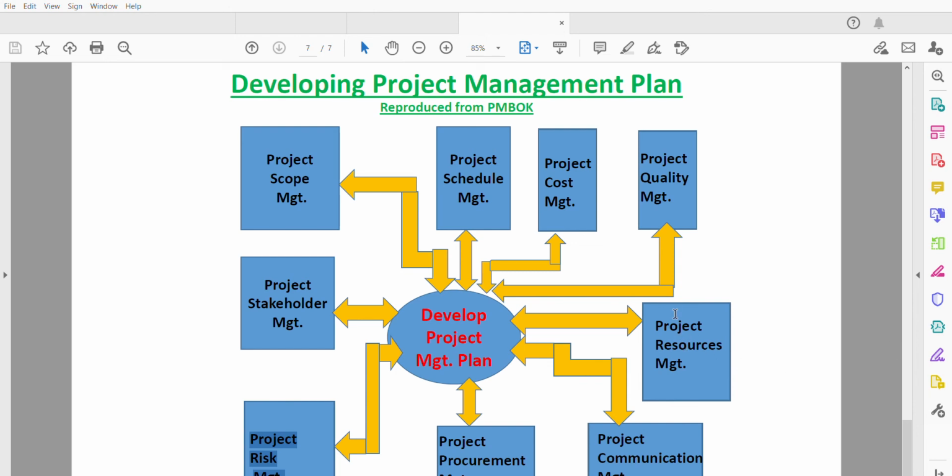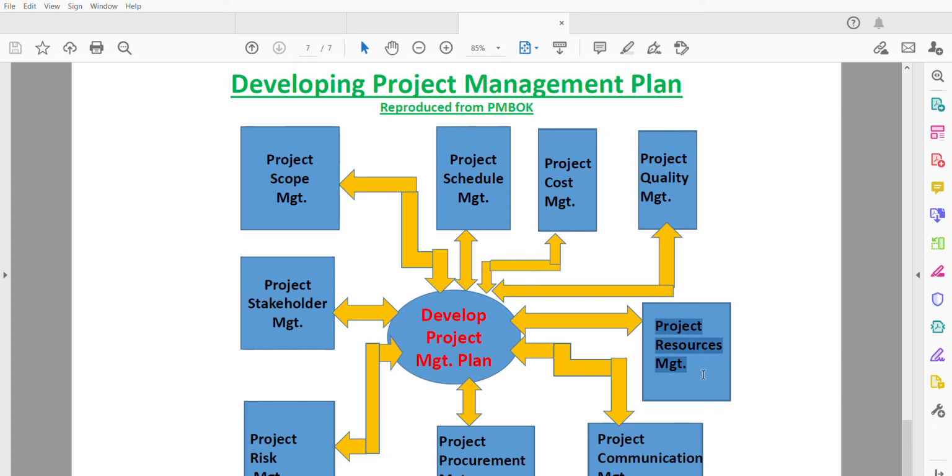The project quality management. In this activity, we define and identify the quality requirements and also the standards for the project and its deliverables. And also we document how the project will demonstrate compliance with these quality requirements, which means that we develop and produce the project quality management plan.